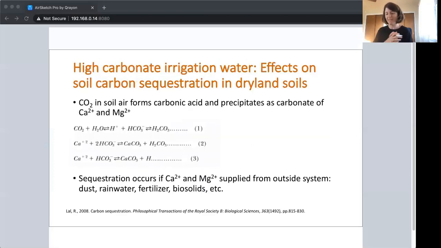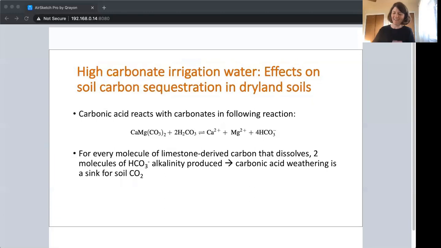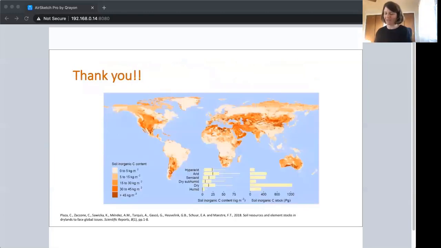Okay, and so I am out of time, but I just want to make a quick plug that there is also some interesting research on how high carbonate irrigation water actually can lead to increased soil carbon sequestration in dryland soils. So it's an interesting area of research that I invite you to look into on your own, or anyone can reach out to me if they want to discuss any of these ideas further.